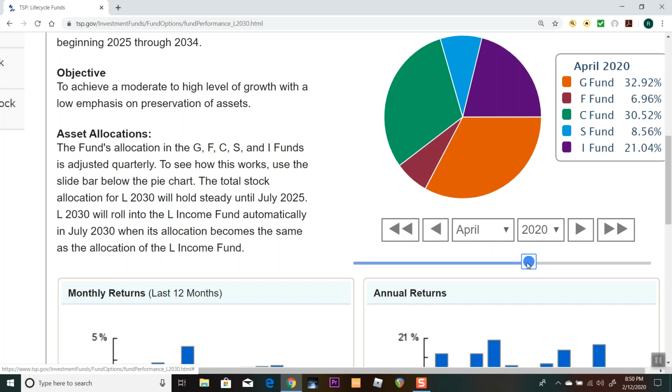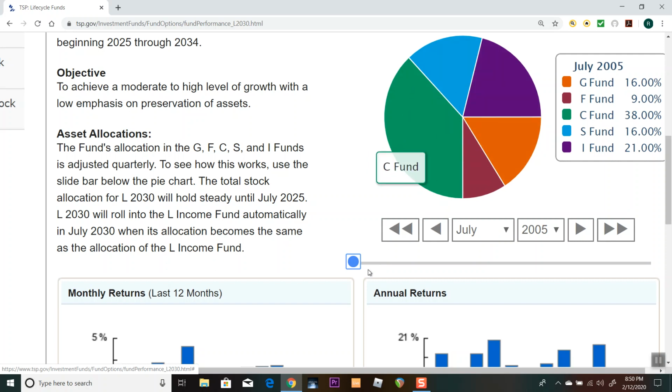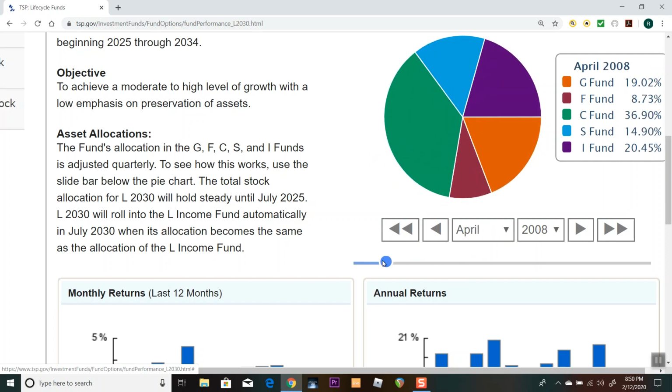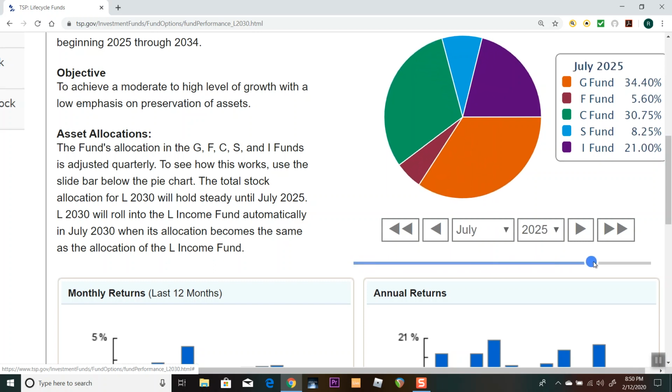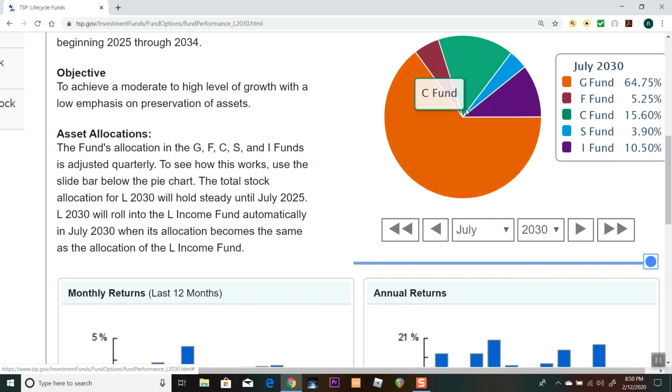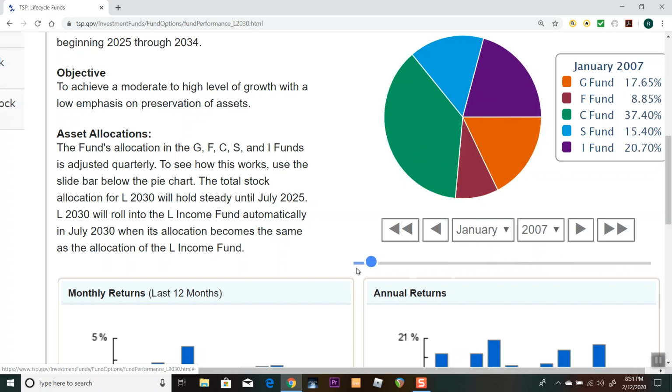But this allocation picture, this pie chart, represents what it is now if you started back in 2005. If you start today, the allocation is going to look like this now. And as it moves through the years, through 2034, when it hits 2034, it's going to be like this for you because you started like this. This pie chart represents the inception of the fund, July 2005.